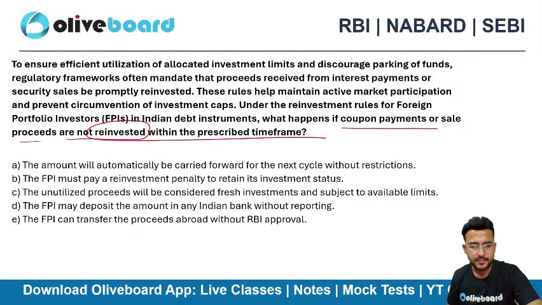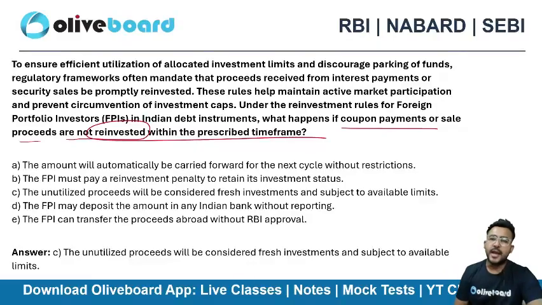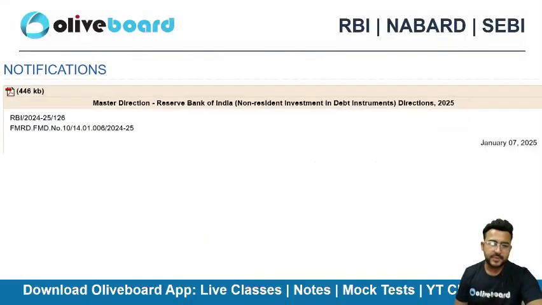The correct choice here is option C. The unutilized proceeds will be considered as a fresh investment and subject to the available limits.